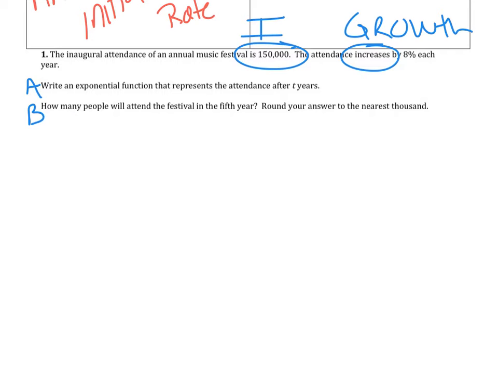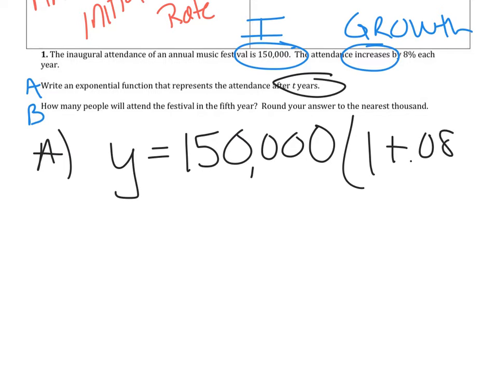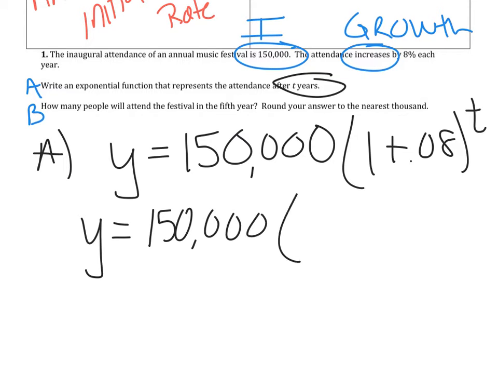So part A says write an exponential function that models the attendance after t years. So you better have a t in it. So all I'm saying is y equals my final amount equals my initial amount. We said it's growth, so 1 plus the rate. Now 8% isn't the rate. What is my actual rate? 0.08 raised to the t. Okay, and I want you to clean that up. Let's not be sloppy. So that's 150,000 times 1.08 raised to the t. And that would answer part A, right?